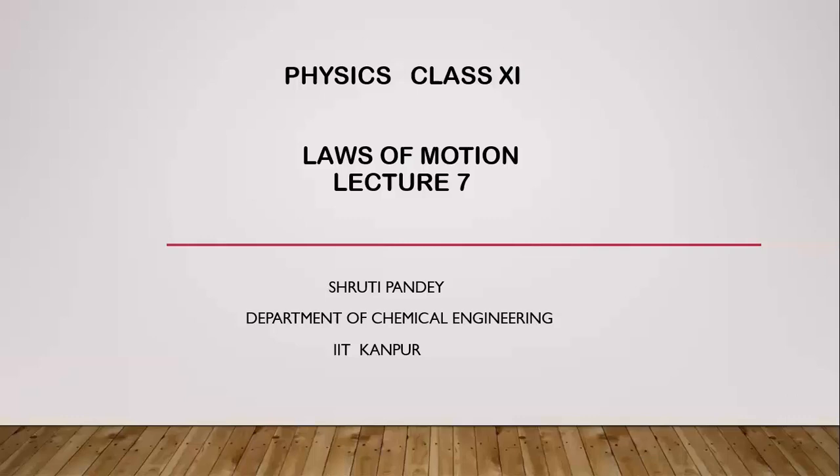Hi everyone. So this is lecture number 7 for the chapter Laws of Motion. In the previous lecture, we discussed the two types of friction, that is static friction and kinetic friction. And we discussed this concept by saying that there was a block kept on a horizontal surface and some external force capital F is applied to that block, and we initially start by applying a very small magnitude of force so that the block doesn't move, and then we keep on increasing that magnitude of F.